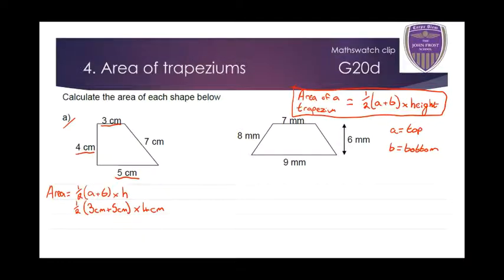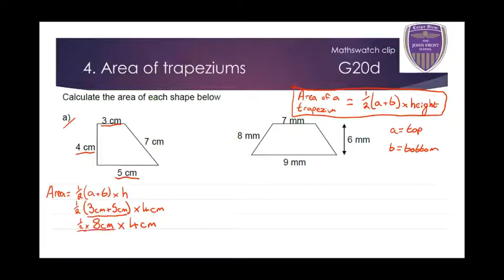So here we've got all our numbers. Okay, so let's work this all out now. Let's do 3 plus 5 first of all. So we're going to have a half times 3 plus 5 is 8 centimeters, and we need to multiply that by 4 centimeters. Okay, so let's do this first.